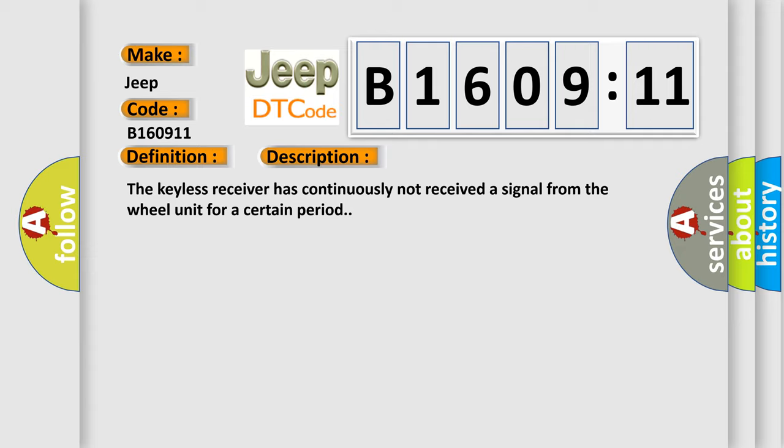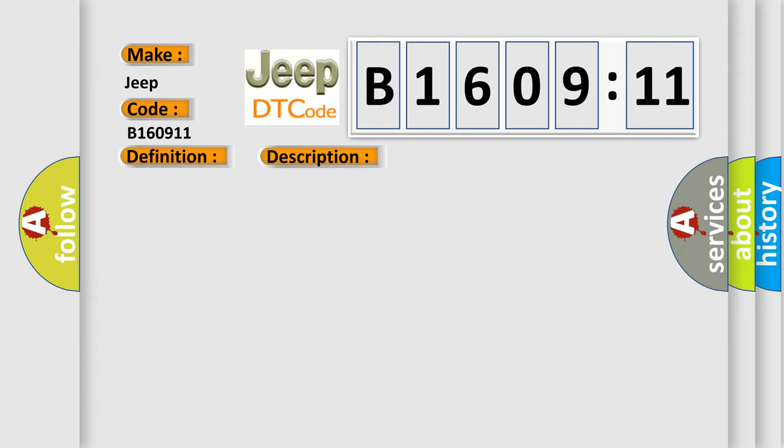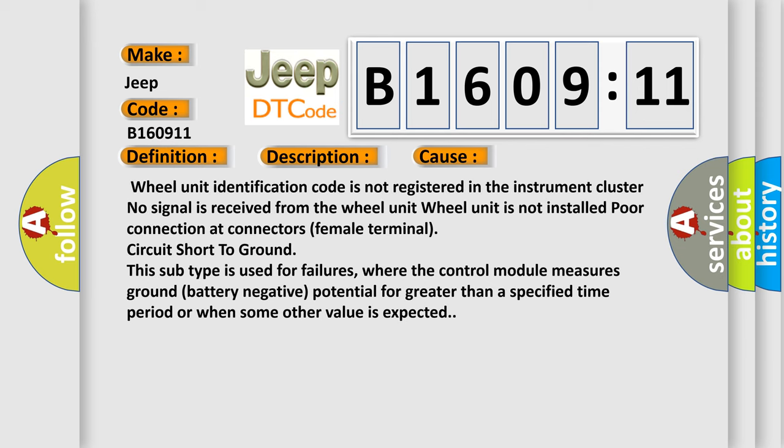This diagnostic error occurs most often in these cases. Wheel unit identification code is not registered in the instrument cluster. No signal is received from the wheel unit. Wheel unit is not installed. Poor connection at connectors. Female terminal circuit short to ground. This subtype is used for failures where the control module measures ground battery negative potential for greater than a specified time period or when some other value is expected.